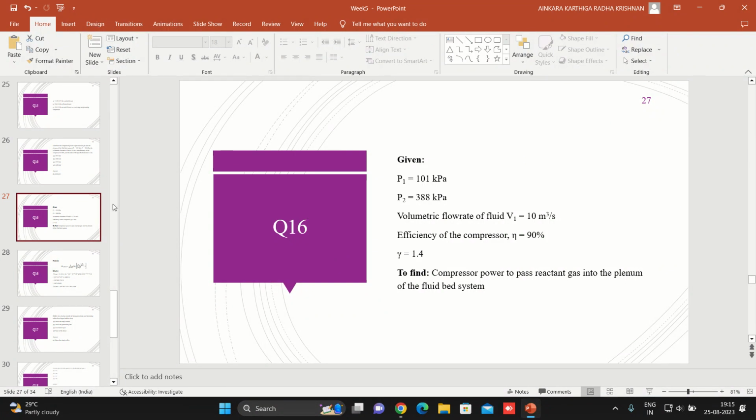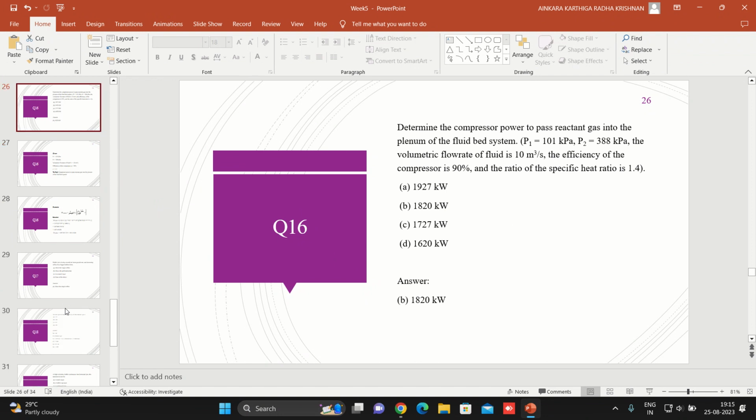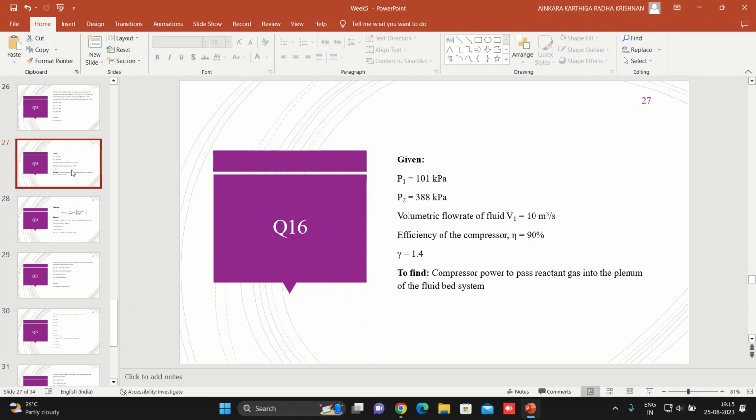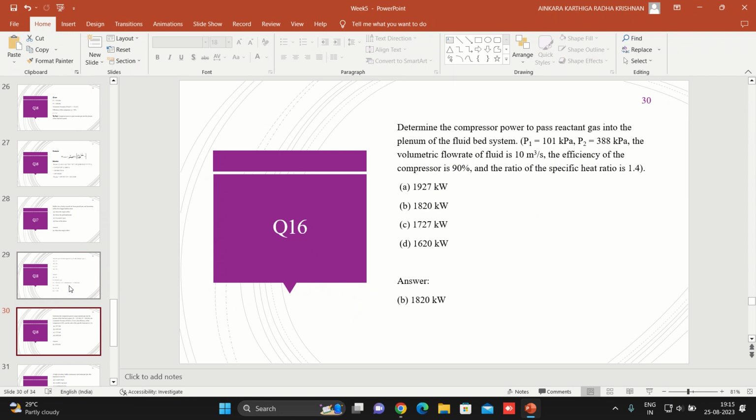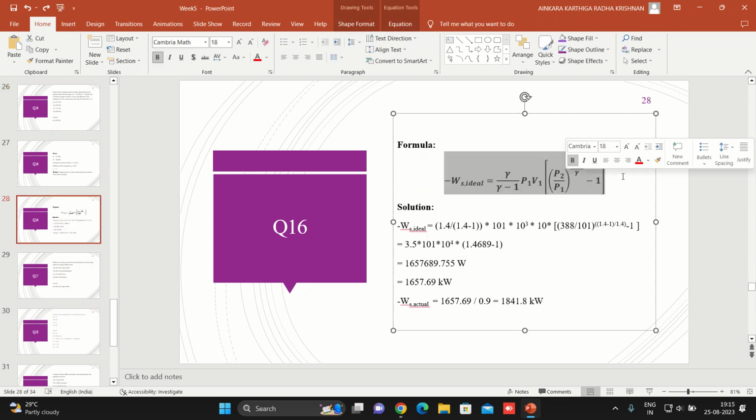I hope this problem is clear to you. If you have any doubt, please ask now. It is a very simple problem where we are asked to find the actual work done by the compressor, that is the compressor power to pass the reactant gas. We are given the inlet pressure of the compressor, the volumetric flow rate and the exit pressure. We know this formula for the air case, so on substituting this, we will get the answer.